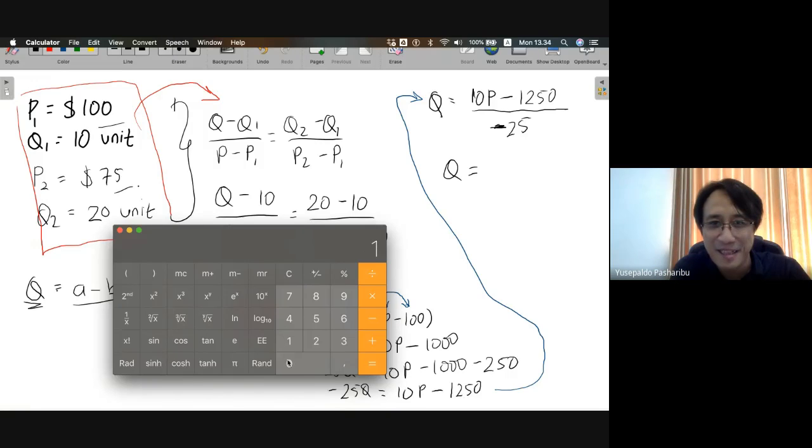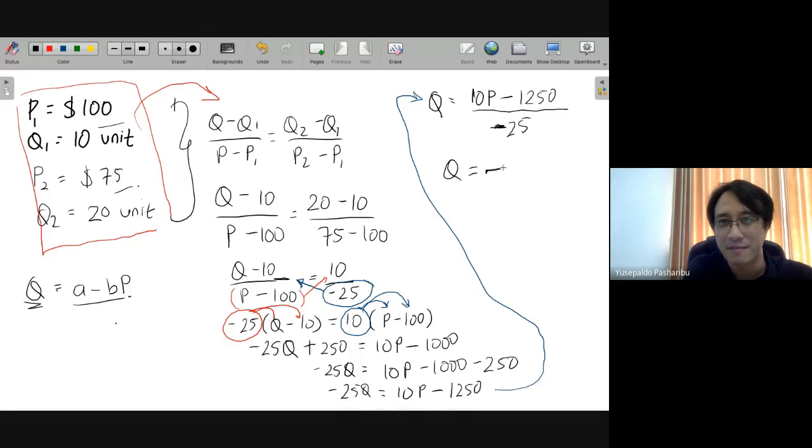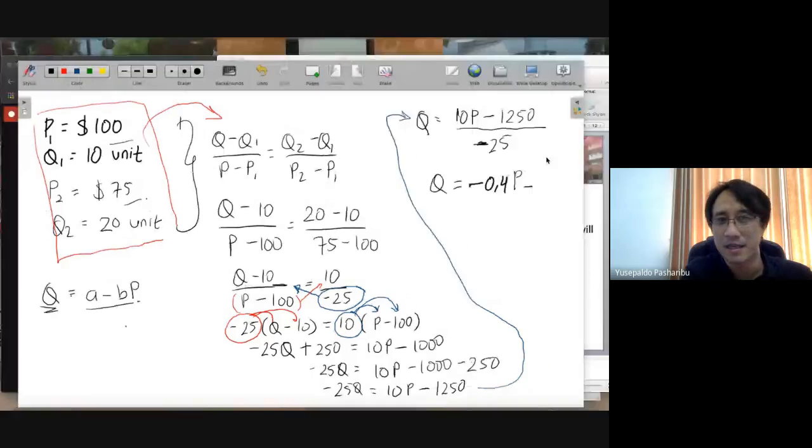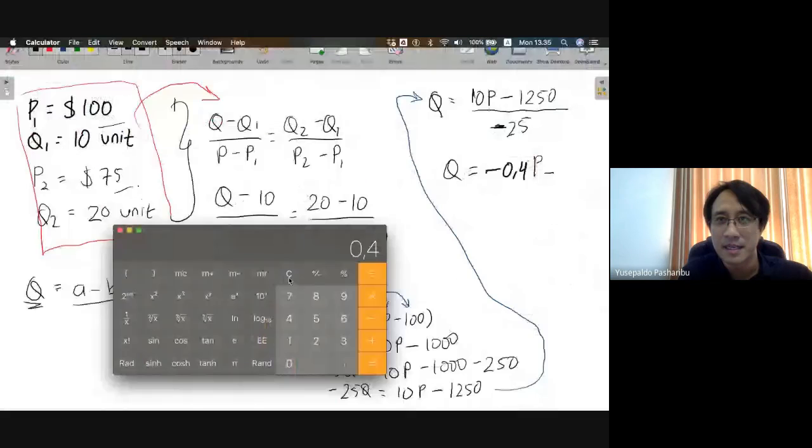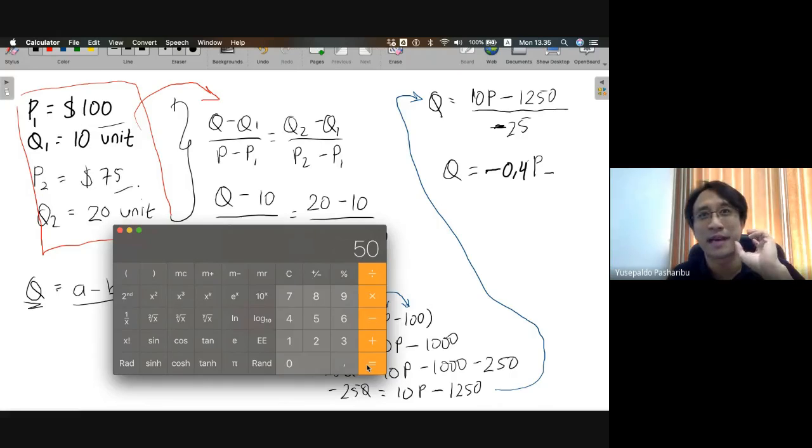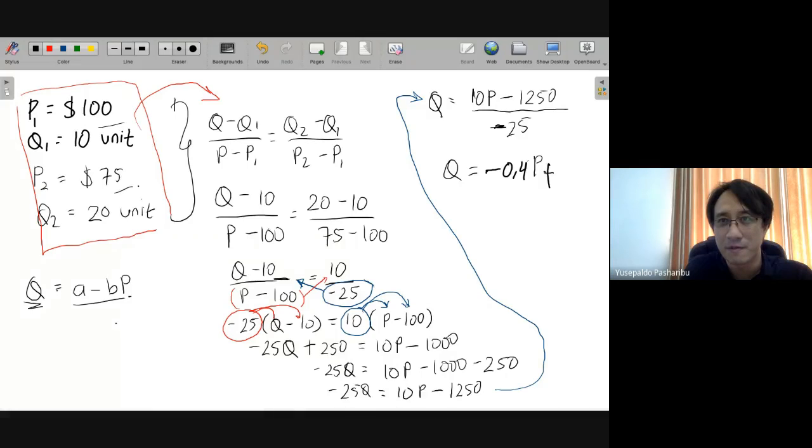10 divided by 25. The result is 0.4. And don't forget the minus or negative, minus 0.4P. Again, and then 250 divided by 25, 50. Minus divided by minus, so it becomes positive 50.